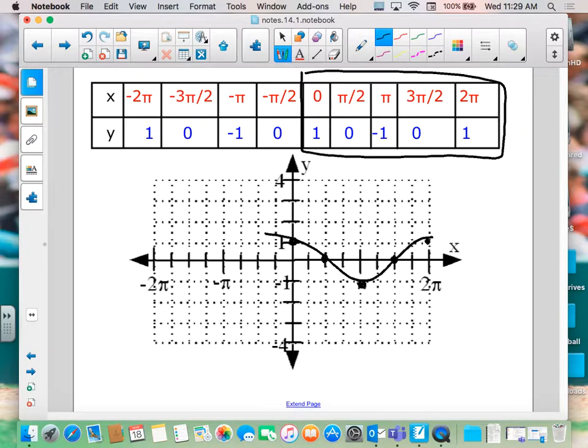Now, if I do the other side, you'll get to see it again. If I come over here to negative pi over 2, negative 1/2 pi, I'm back at 0. Negative pi is negative 1. Negative 1.5 pi is 0. And negative 2 pi is 1. So you can kind of see how this really, you could put arrows on the end, it goes on forever, and it's just a nice smooth wave.